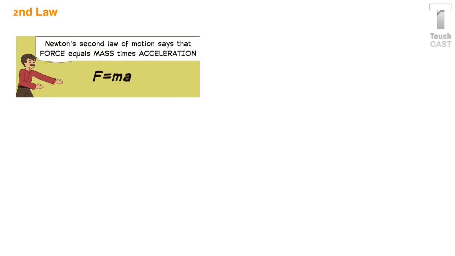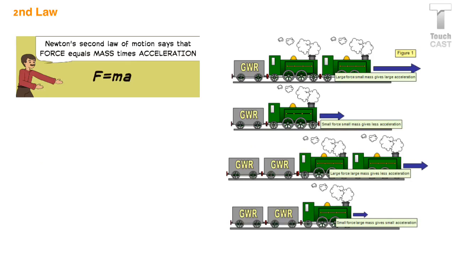Newton's second law states that force equals mass times acceleration. Let's explain it using this picture of the trains. If you don't want to draw the trains, that's okay, but make sure you get these statements. So we're going to compare mass and acceleration and force. A large force, small mass, gives us a lot of acceleration. Small force, small mass, less acceleration. Large force, large mass, less acceleration. Small force, large mass gives us a small acceleration.